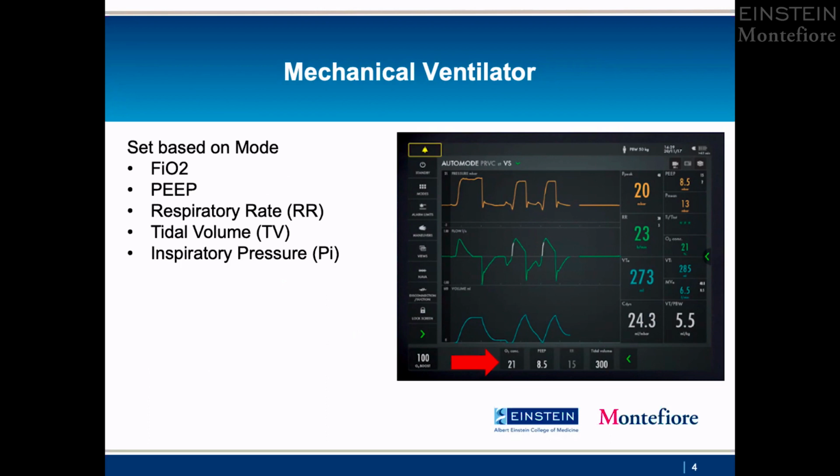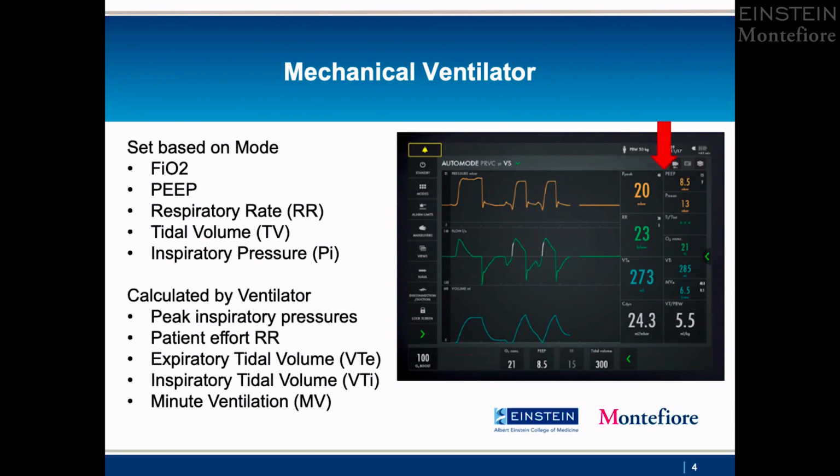Tidal volume is the volume of gas exchanged with each breath, and it is set in volume preset modes. Inspiratory pressure is the additional pressure given during inspiration to ensure a larger tidal volume. This parameter is set primarily in pressure preset modes.